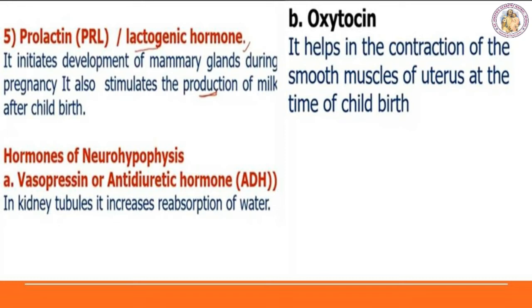Oxytocin. It helps the contraction of the smooth muscles of the uterus at the time of childbirth, and milk secretion from the mammary gland after childbirth. This fully applies to the woman. Oxytocin.